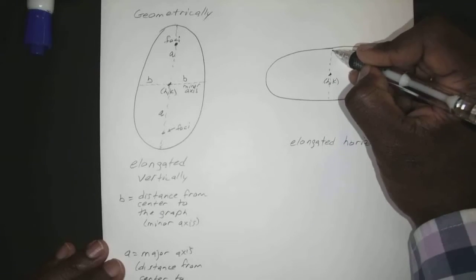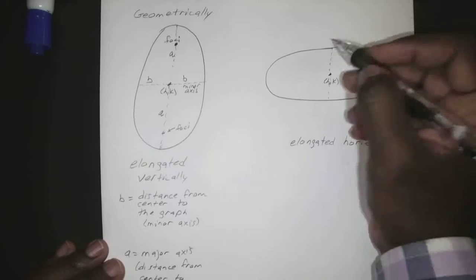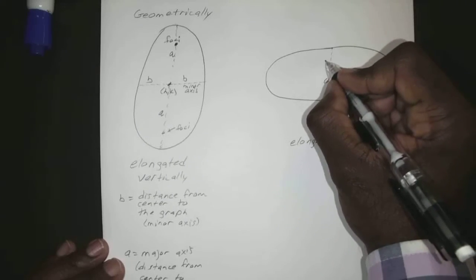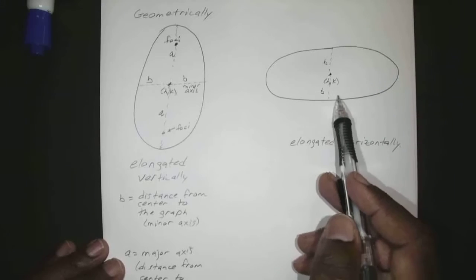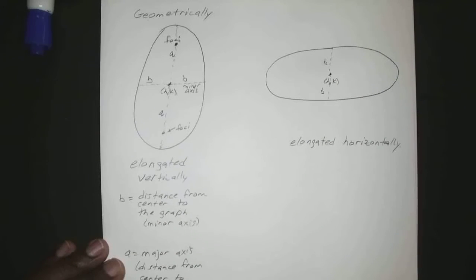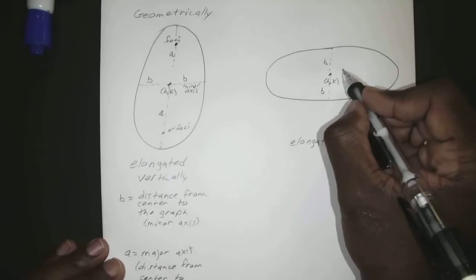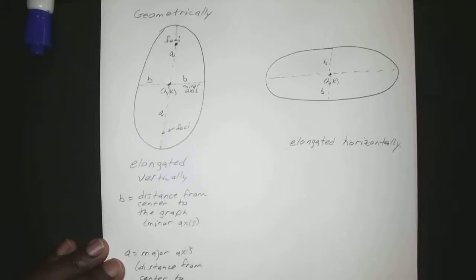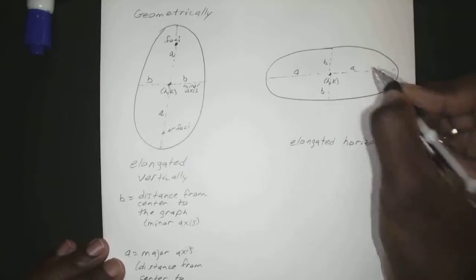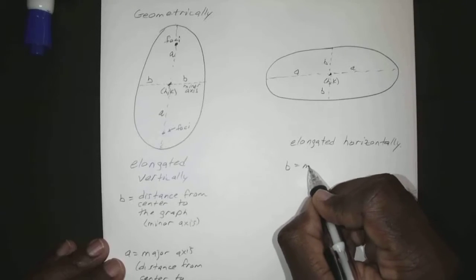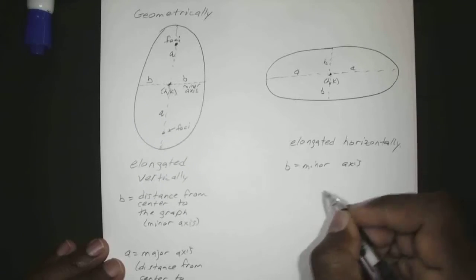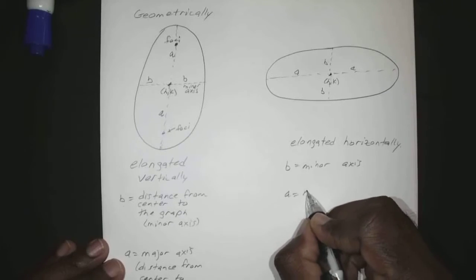And really it's the same thing here. The only difference is your a and your b are switched around. So the distance from your center to your shorter end, that would be your b. Notice here it's vertical, and here your b is horizontal. That's your minor axis. Then the distance from the center to the elongated end, that's a. So remember, b is your minor axis, and a is your major axis.